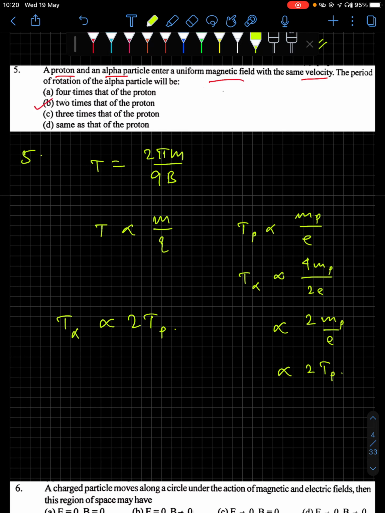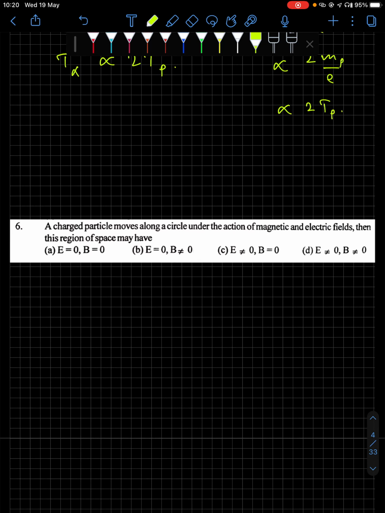The same problem can be done in terms of ratio also. In the solutions in the PDF, I've done it in terms of ratio, so you can refer to that, whichever you find convenient. Question number 6.